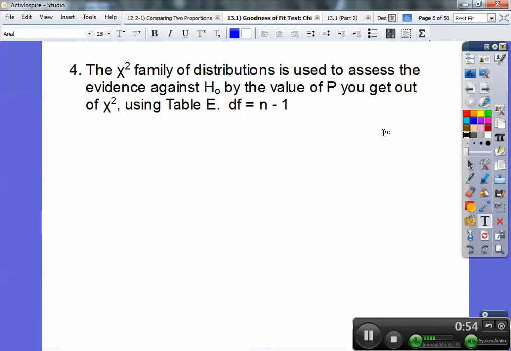Okay, the chi-squared family of distributions is used to assess the evidence against H0 by the value of P that you get out of your chi-squared number using Table E, which is in the back of the book. And your degrees of freedom also are n minus 1.